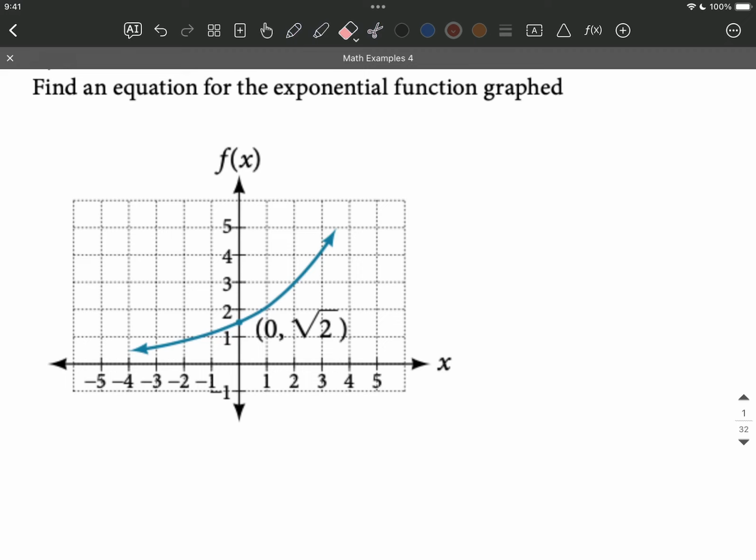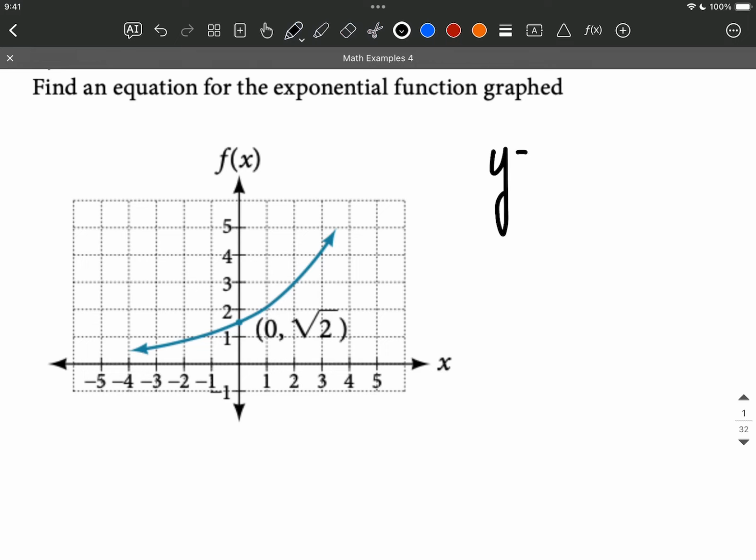Okay, let's talk about how we can find the equation for this exponential function that's been graphed here. So some things to note on this. I'm going to go ahead and walk us through the steps. They're really not that bad of steps. We'll get to the answer, and then we can talk a little bit later at the end of this video about how to clean it up and get the best answer.